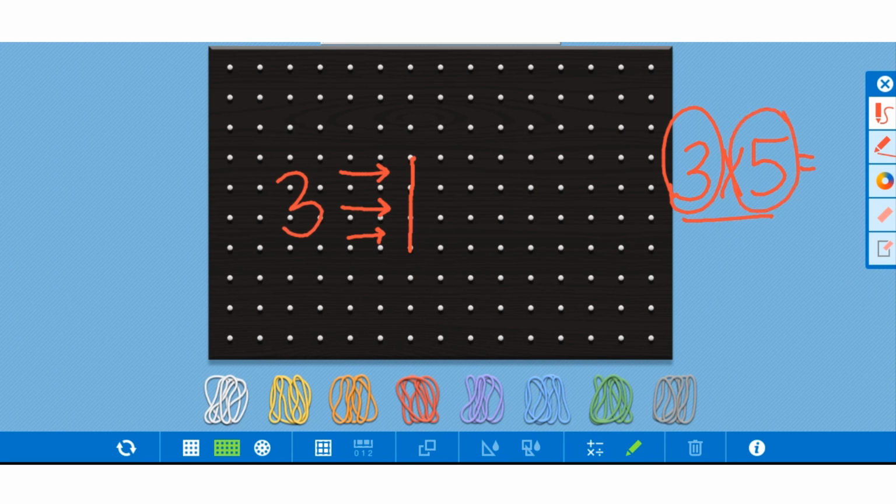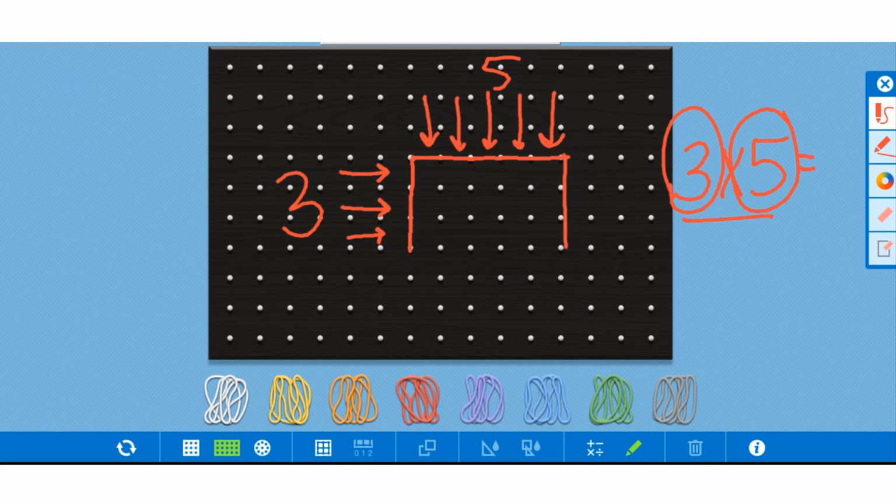And then I'm going to take my second factor, which is 5, and those are going to represent my columns. So along the top, I'm going to draw 1, 2, 3, 4, 5. And this will represent my second factor along the top. Okay, so it's also the width of my rectangle times the length of my rectangle.